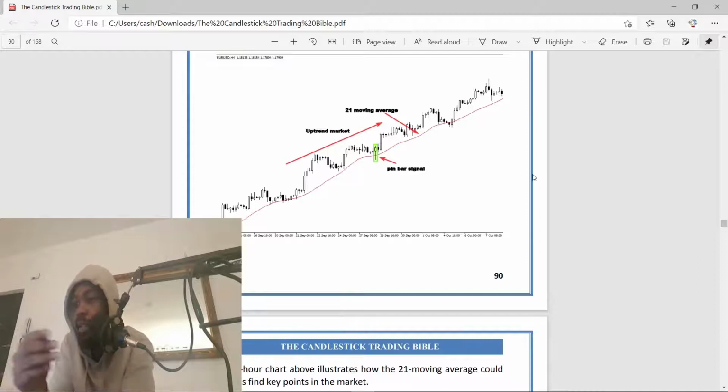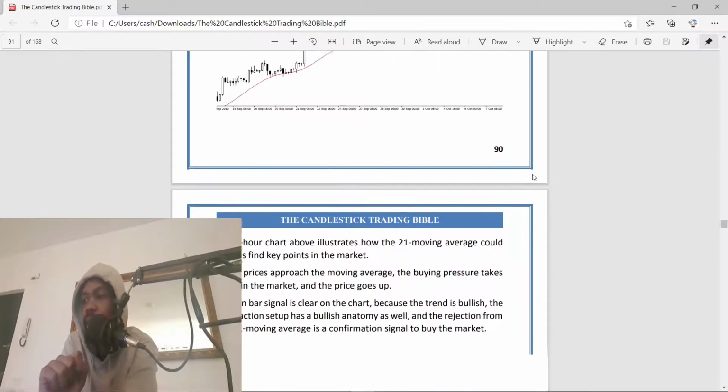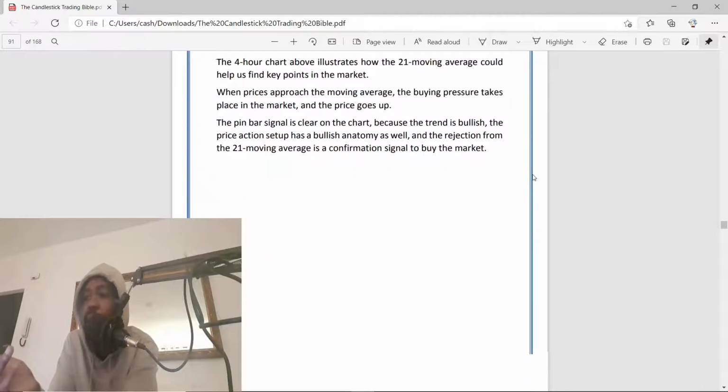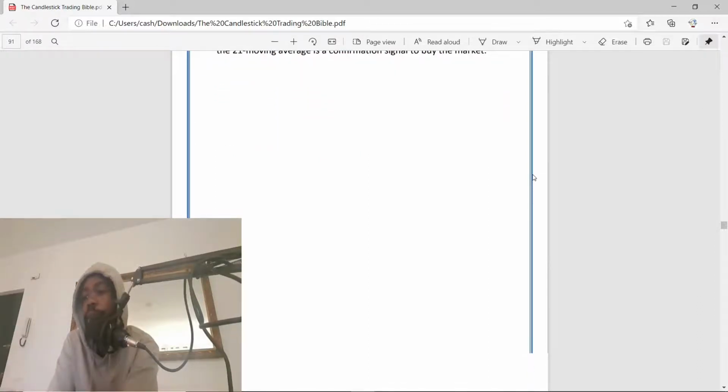So here we have another example, and basically it's going to show us the opposite, in an uptrend where the moving average is acting as a dynamic support. The 4-hour chart above illustrates how the 20-hour moving average could help us to find key points in the market. When price approaches the moving average, buying pressure takes place and the price goes up. The pin bar signal is clear on the chart because the trend is bullish. The price action is set up as a bullish anatomy as well, and the rejection from the moving average is a confirmation signal to buy the market.